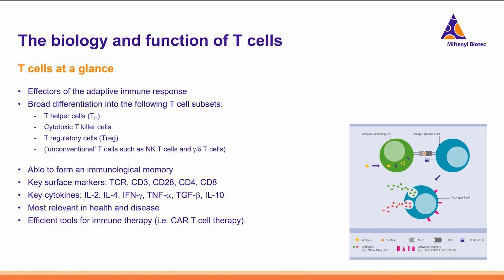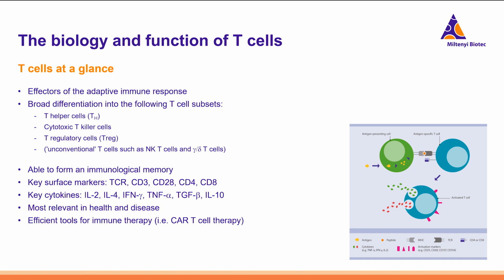T cells are the only immune cells that are able to form a long-lasting immunological memory that helps to respond faster and more efficiently to already experienced threats. Key surface markers that are always mentioned in regards to T cells are the T cell receptor TCR that recognizes antigens, as well as the activating co-receptors CD3 and CD28. Those three surface markers are present on all T cells. Furthermore, co-receptors CD4 and CD8 are the defining markers for T helper cells and cytotoxic T killer cells, respectively.